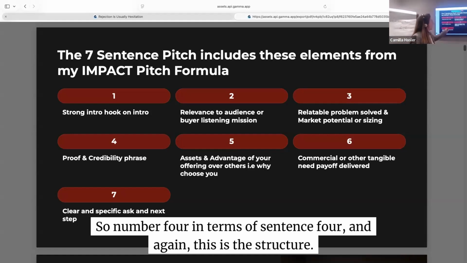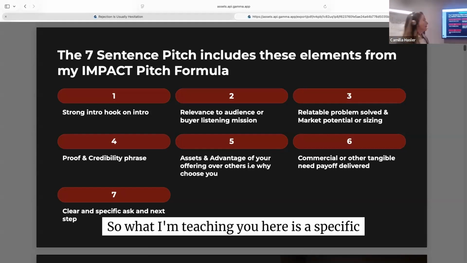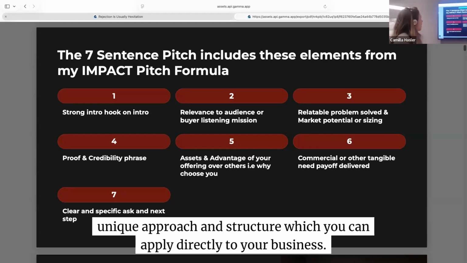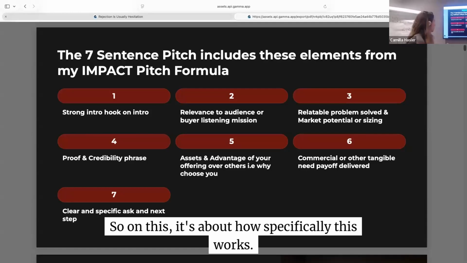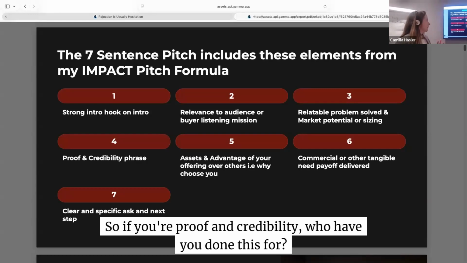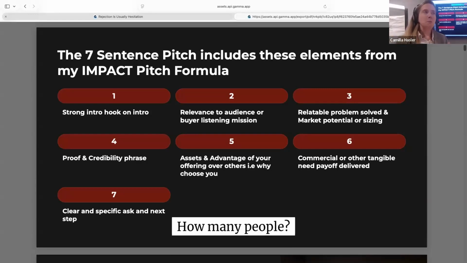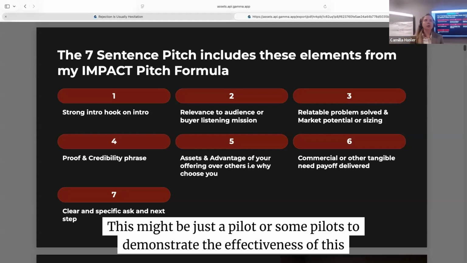So number 4, in terms of sentence 4, and again, this is the structure. What I'm teaching you here is a specific, unique approach and structure, which you can apply directly to your business. So the next step, step 4, is going to be your proof and credibility phrase. It's about how specifically this works and why it is effective. So for your proof and credibility, who have you done this for? How many people? If it's a new offering, this might be just a pilot or some pilots to demonstrate the effectiveness of this offering.